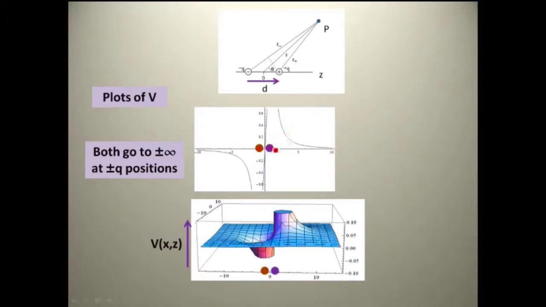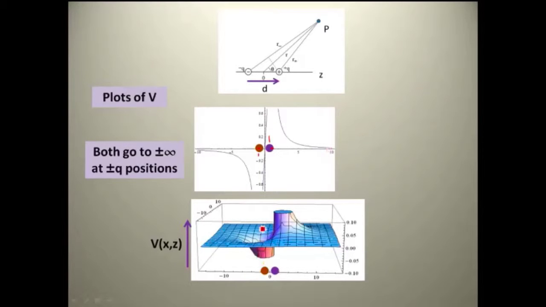we have the positive charge causing this to go to infinity at this position. The negative charge makes it go to negative infinity at this position, and you're just seeing what's left over on these curves here. As you go to plus or minus infinity, this goes to 0. It goes to infinity at the positions of the charge.